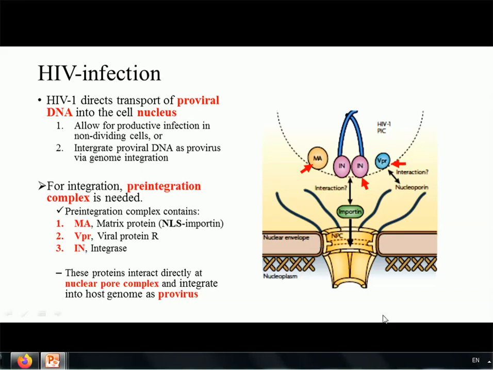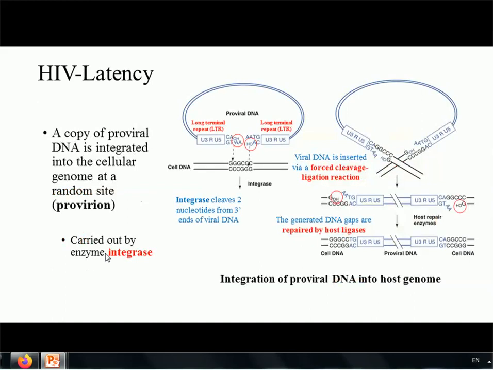How can this be done? Actually, the viral DNA needs to pass through the nuclear pore found in the nuclear envelope. For the integration, you need a pre-integration complex. One of them, the most important, is the integrase enzyme. This integrase enzyme allows the viral DNA to fuse together with the DNA of the CD4 cell. From here, a copy of the proviral DNA is integrated into the cellular genome at a random site, and the virus forms a provirus.